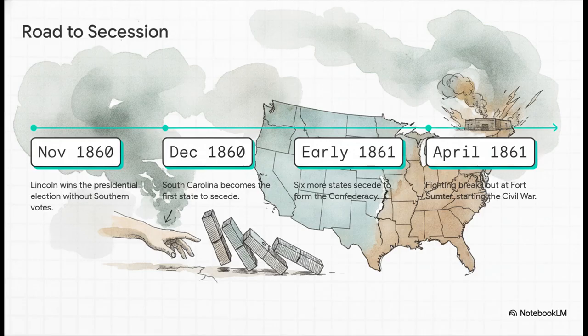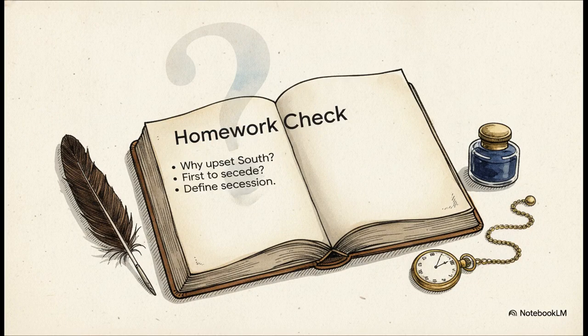And then, by April 1861, the tension just completely snaps. Fighting officially breaks out at Fort Sumter in South Carolina. Armed conflict became a reality, and the American Civil War had begun. All of this, from an election to a full-blown war, happened in a span of barely 5 months. It spread like wildfire. Okay, time for a quick mental check.